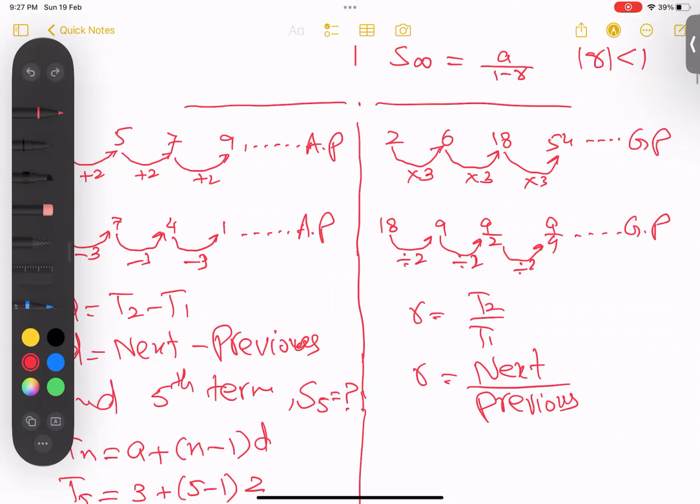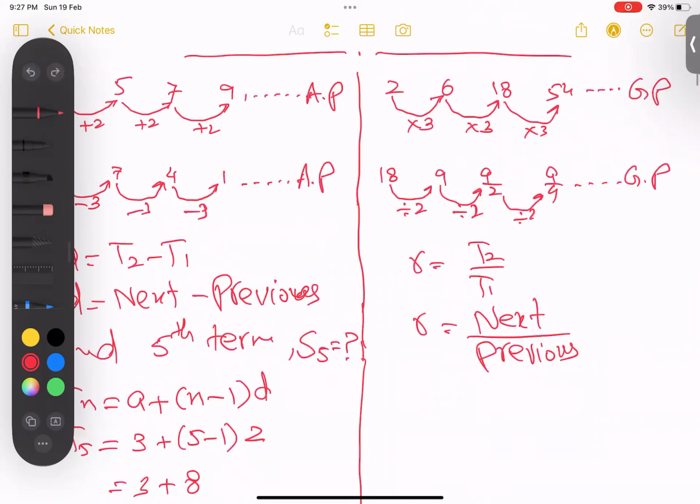But I will not find it this way. I will find S5, sorry, not S5, T5. First, my plan is to find T5. T5 means what, my students? T5 means fifth term. T5 is my target, and then I'm looking for S5. You ask, what is T5, sir? Term number, fifth term. What is S5? The sum of the first 5 terms is called S5.